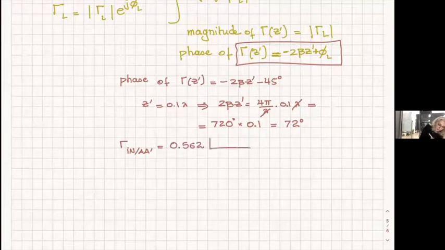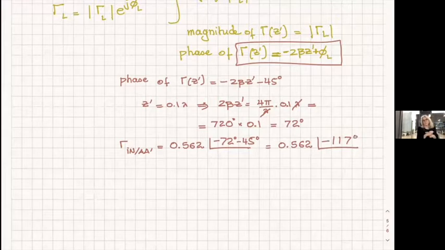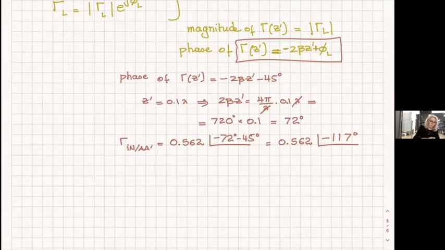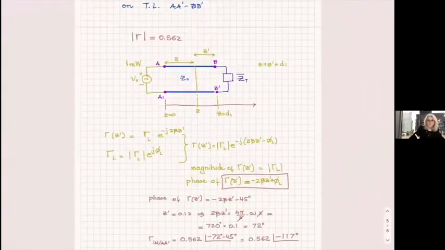And it's going to have a phase of minus 72 minus 45. That is going to give minus 117. Okay, so that's how I find the whole reflection coefficient. All right, any questions so far about this?